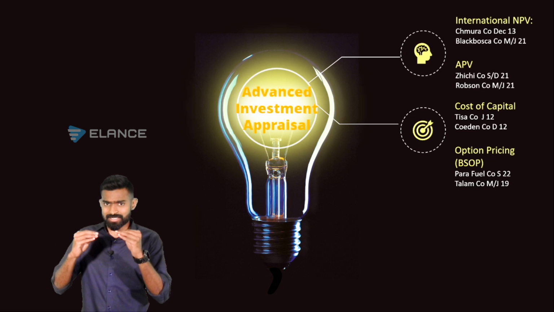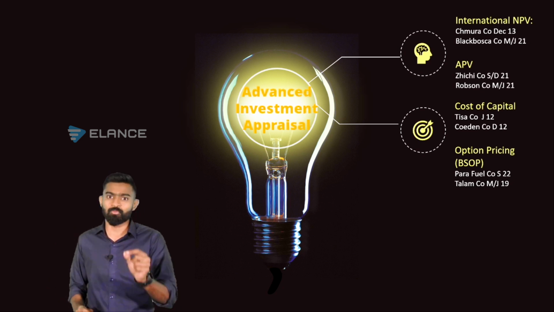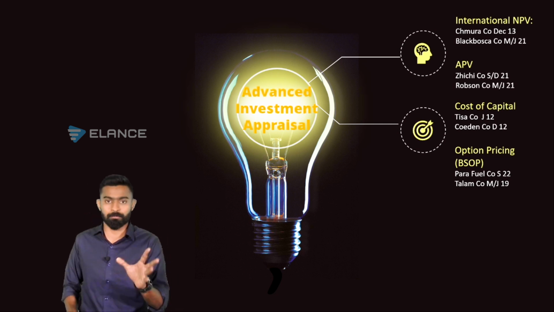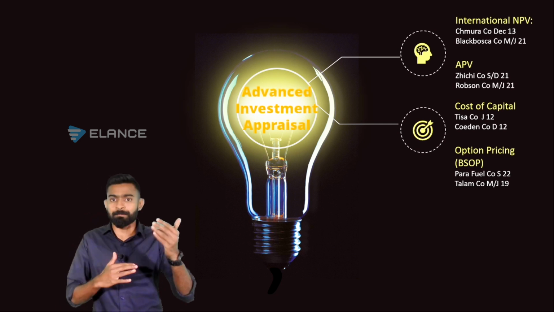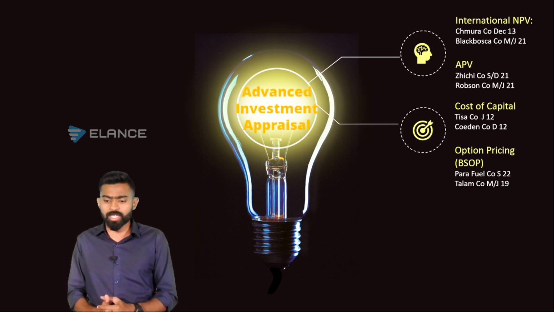So I'm suggesting two questions from the cost of capital area. Do remember, these are two of the challenge questions I picked. Compared with the APV or international NPV, this is not going to be very easy. These are a bit older ones.